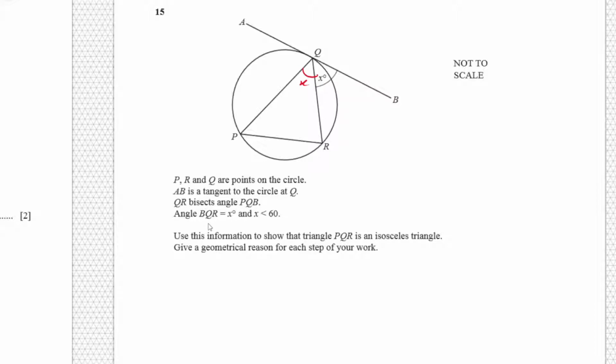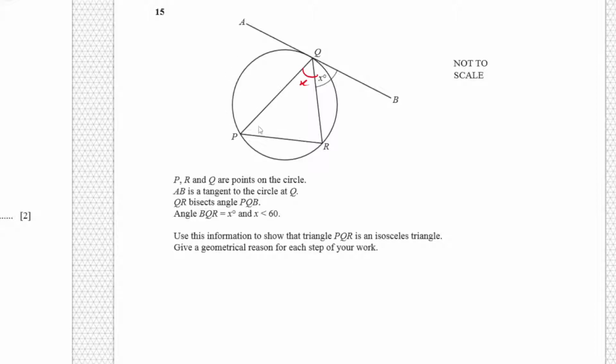Angle BQR, this one, is x, which is shown in the diagram. And x is less than 60. Use this information to show that triangle PQR is an isosceles triangle, which means two angles are the same and two sides are the same. Give geometrical reasons for each step of your work.